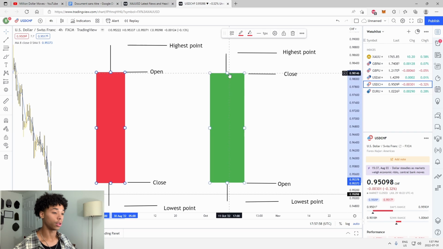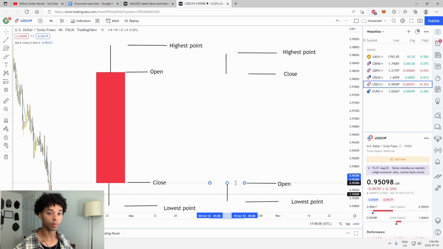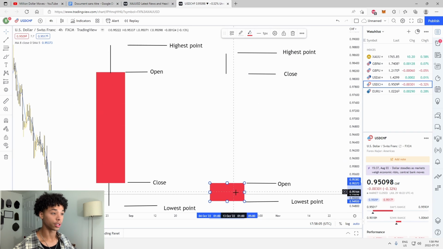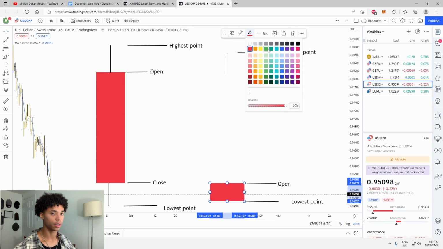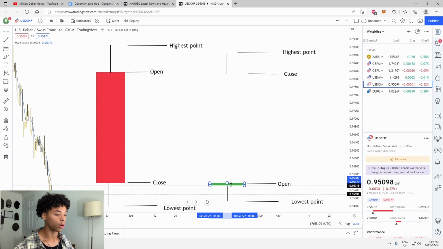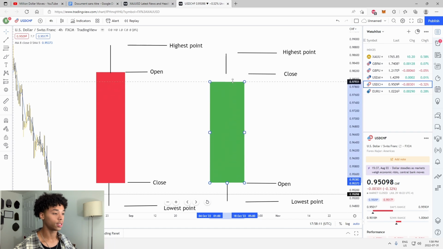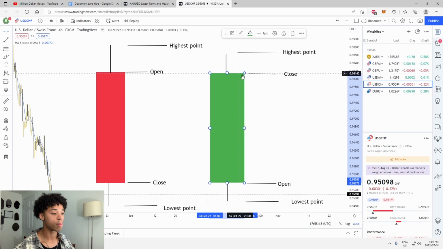So price would open down here. It would reach its lowest point at one point over here. It turned red, obviously. It's bearish right now. And then it would turn bullish. It would go upwards. Price rises. It would reach its highest point at one point. And then it would eventually just end up closing right here.